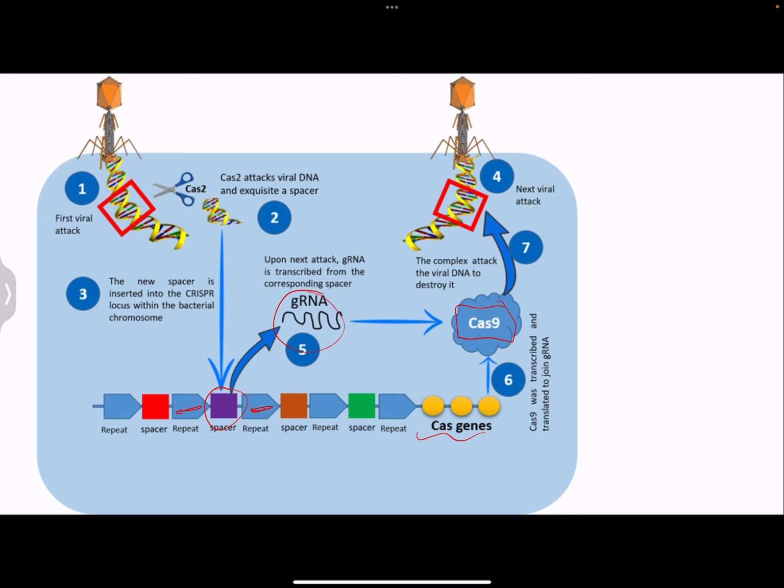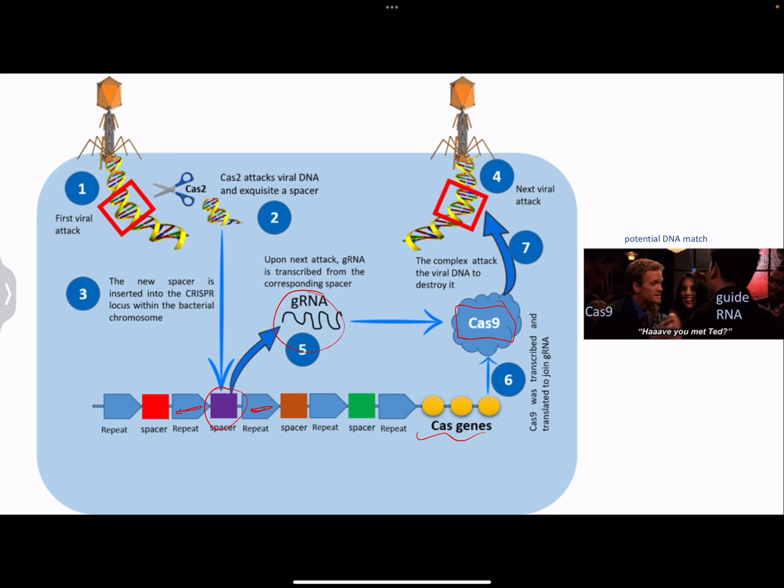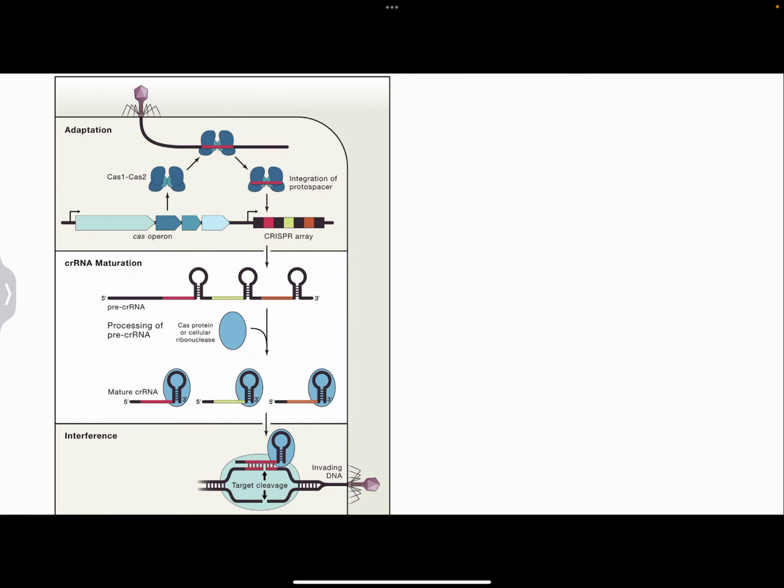Cas9 is like the RISC-Argonaute complex, where it is introducing the guide RNA, the CRISPR RNA, to the potential viral DNA match. Seeing if it is a match, then, kind of like we saw with the siRNA, we're going to degrade you, we're going to cleave you.